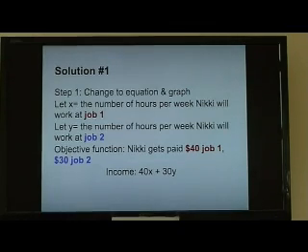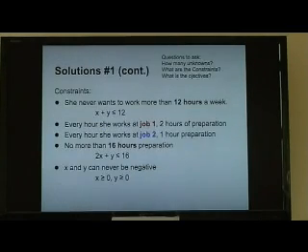Objective function. Nikki gets paid $40 an hour at job 1 and $30 at job 2. Income is 40x plus 30y. Constraints. She never wants to work more than 12 hours a week. x plus y should be less than or equal to 12.